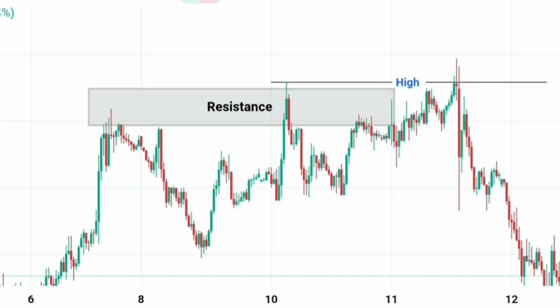So if we come back to this level again, you see this is a first touch, second touch, and say it's a resistance zone. I say I'm looking for a sell position. I'll be taking action now. But as you can see, this is the third touch.